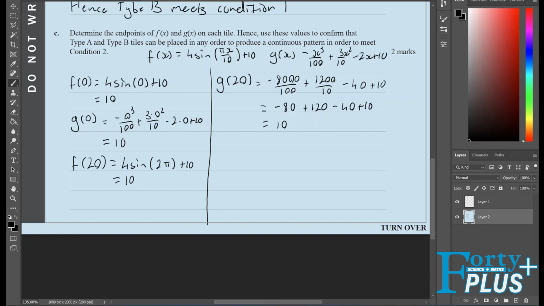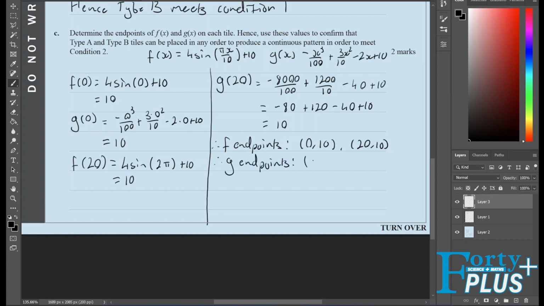So we can say, therefore, the f endpoints are 0 and 10 and 20 and 10. Therefore, g endpoints are 0 and 10 and 20 and 10. So we say, hence, both type A and B tiles meet condition 2.